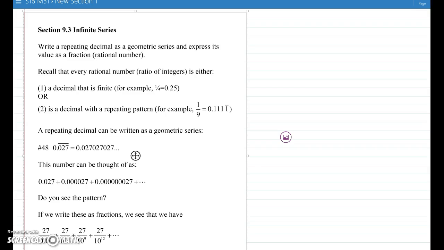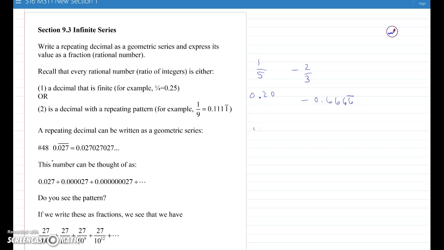So I want you to remember that every rational number, that's a ratio of integers, so any number like 1/5 or -2/3, can be written as either a finite decimal, so for example 1/5 becomes 0.2 and you're done, no more. Or -2/3, which becomes -0.666666 with a repeating, so that's a repeating decimal. So you either get a finite decimal or a repeating decimal, and that's for rational numbers.